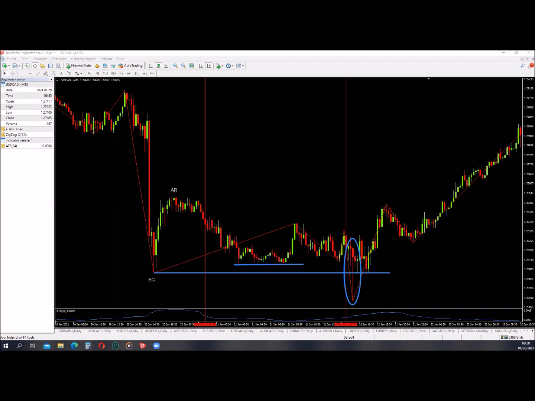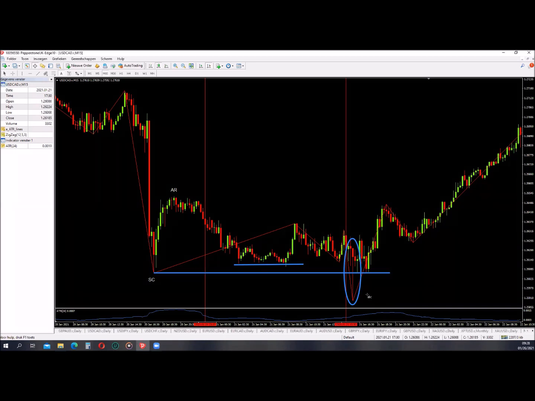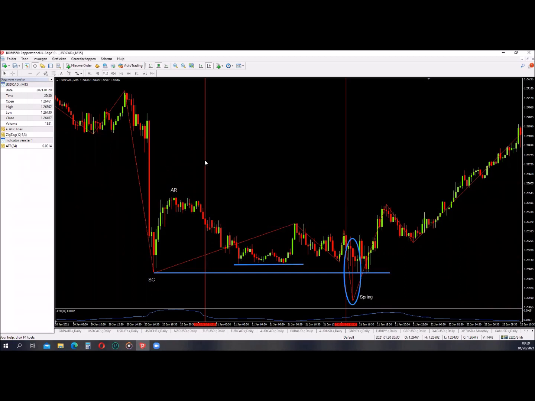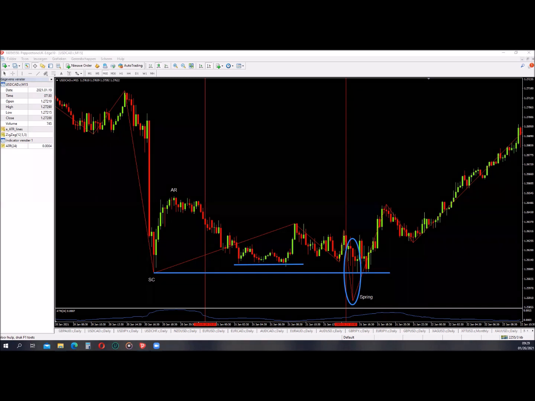And as you can see, there is a very strong rejection over here. So this is what we call a spring for people that are familiar with Wyckoff, and this is your phase C. And after the spring is created, you basically want to see another change of character like we had in phase A. So another strong move to the upside to indicate that the liquidity has been absorbed, and we are now ready for another move to the upside. And that's exactly what happens.